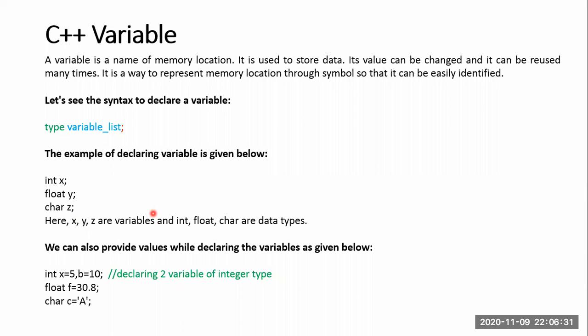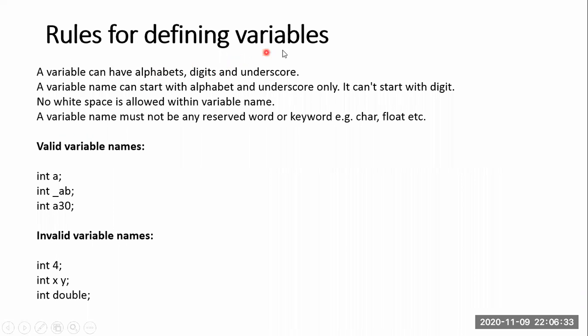One more important thing here is the rules for defining variables. A variable can have alphabets, digits, and underscore. A variable name can start with an alphabet or underscore only, but not with a digit. That is very important: initially, a digit should not be there. No white spaces are allowed within the variable name. Also, a variable must not be a reserved keyword, such as float, char, if, while, and so on.